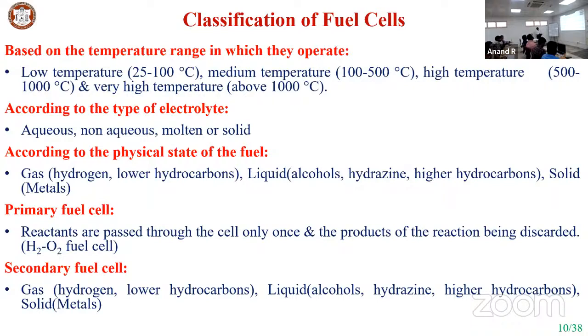So based on the temperature range, I said low temperature fuel cell 25 to 100 degrees, medium temperature fuel cell, and high temperature fuel cell; very high temperature fuel cells are also available. Based on the classification, the anode material, cathode material, catalyst and electrolyte material are chosen, because at 1000 degrees you cannot operate with the normal KOH, or phosphoric acid, or Nafion membrane; for a high temperature fuel cell, other materials are better. So you need to select the right material for anode, cathode, the electrolyte and also the gas diffusion layer.